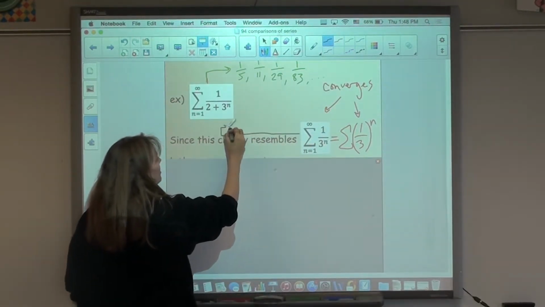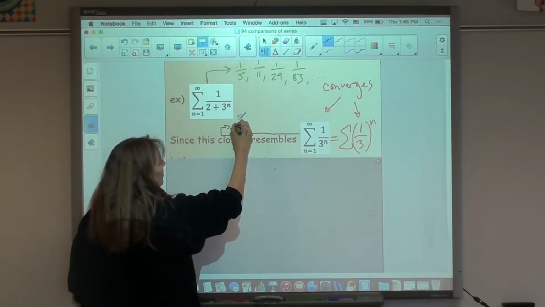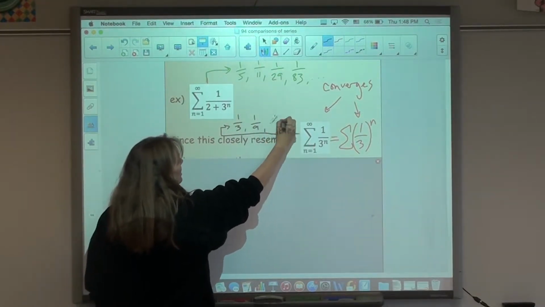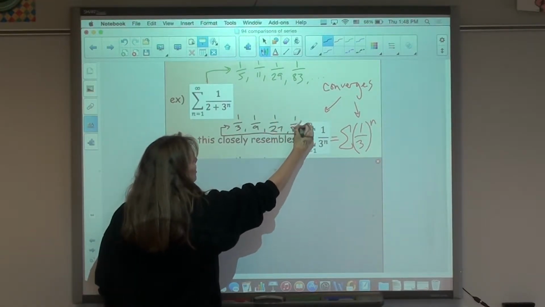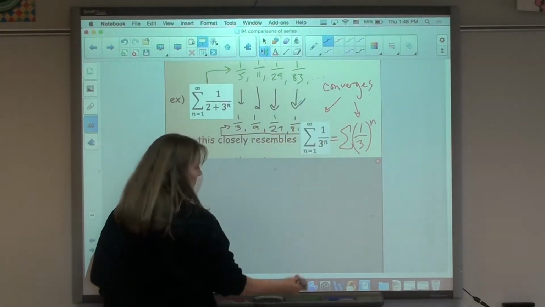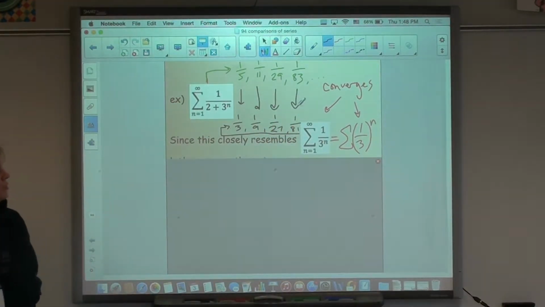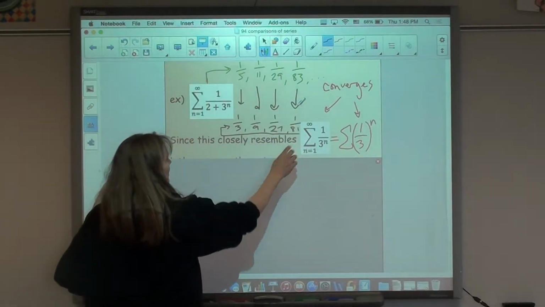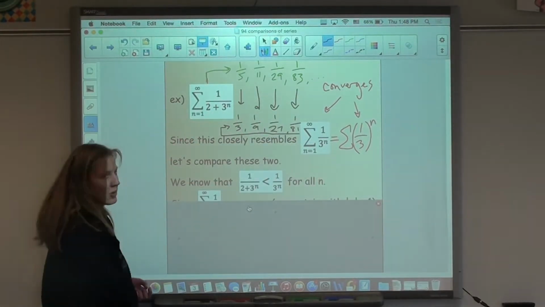For this guy, if we plug in values, plug in a 1, we get 1/3. Plug in a 2, 1/9, 1/27, 1/81. So comparing the terms, which numbers are always smaller, the top ones or the bottom ones? The top ones. And does it make sense that when you're adding a number to the denominator every single time, that one's always going to be smaller, right? So this series will always be less than this one, for all n.